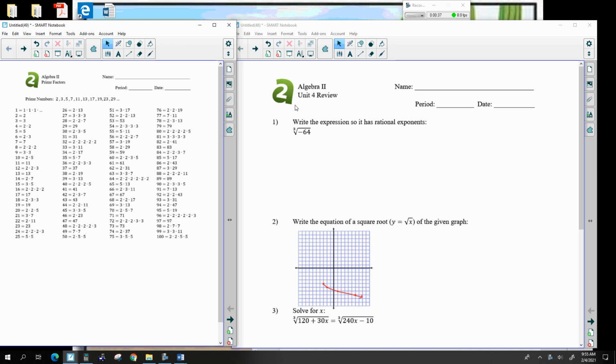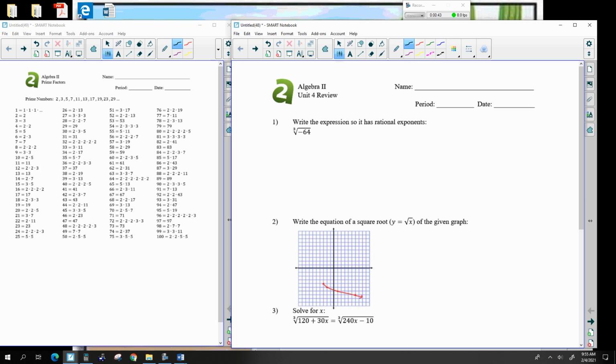So here we go. Write the expression so it has rational exponents. In essence, what they're asking you to do is to write this with exponents. The number is -64, and this is to a root of 3, so that is a denominator of 3. So that is ultimately written with rational exponents.